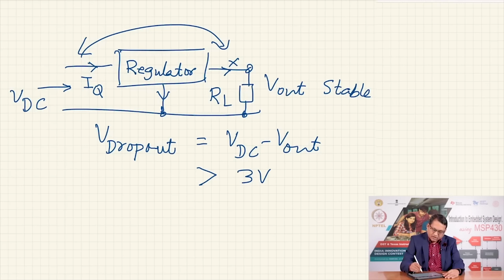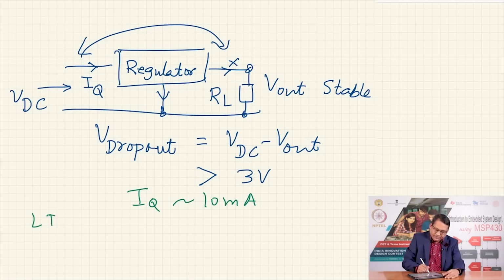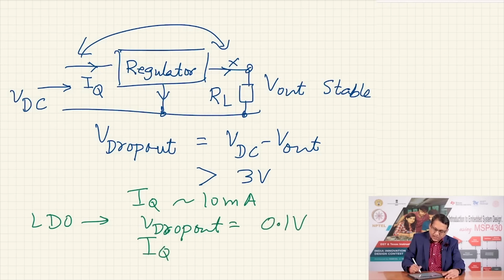If I look at the 7/8 series of regulators, I have roughly 3 volts dropout and IQ, the quiescent current, is of the order of 10 milliamperes. But if I look at other options, that is use LDO, then LDO will give you a V dropout as low as 0.1 volt and IQ as low as 10 to 100 microamperes.